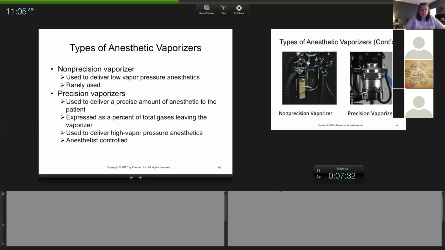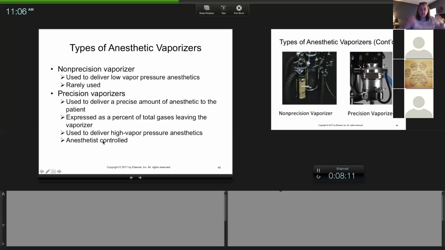So, you know, unless you're working out in the middle of nowhere, very old clinic, you might see sometimes clinics have a machine shoved in the corner they don't use anymore. You might see it, but it's just not currently used. Precision vaporizers can deliver a precise amount. That's the benefit, is that they are used for high vapor pressure anesthetics, which is isoflurane and sevoflurane. Because those agents, remember, high vapor pressure means the likelihood it wants to turn into a vapor. And because they have high vapor pressure, we need to control their delivery. And so you have a lot more control.